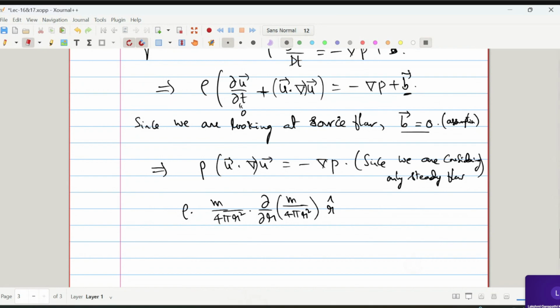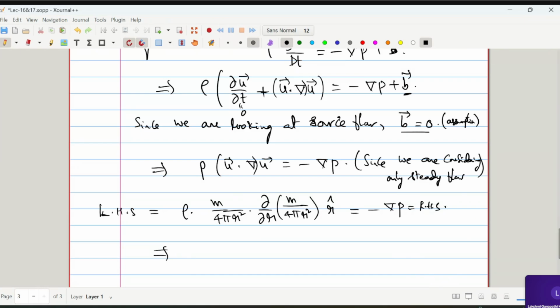LHS is this. This is in spherical coordinate system. So LHS is this, which is equal to minus grad P. So P is the pressure. Okay, so now this is your RHS anyway. So having written LHS, we write RHS.